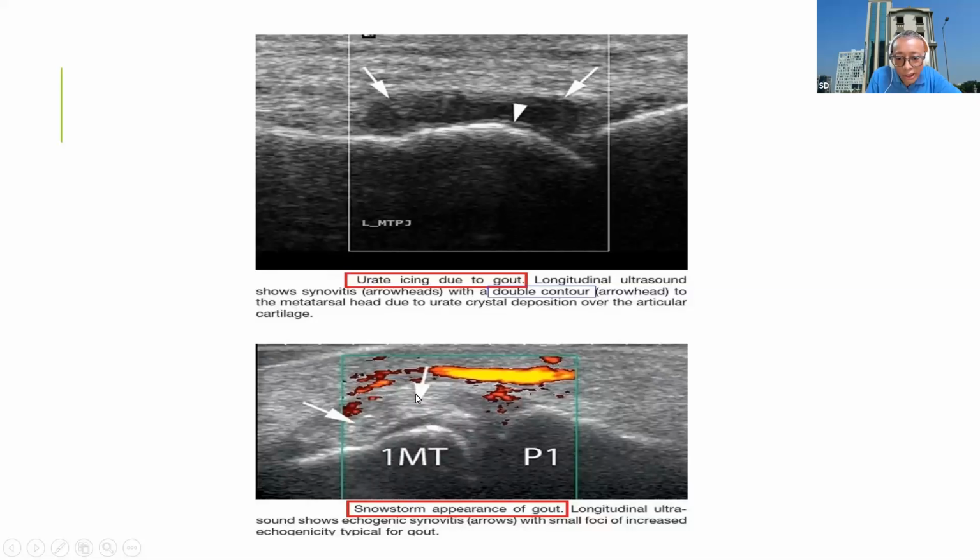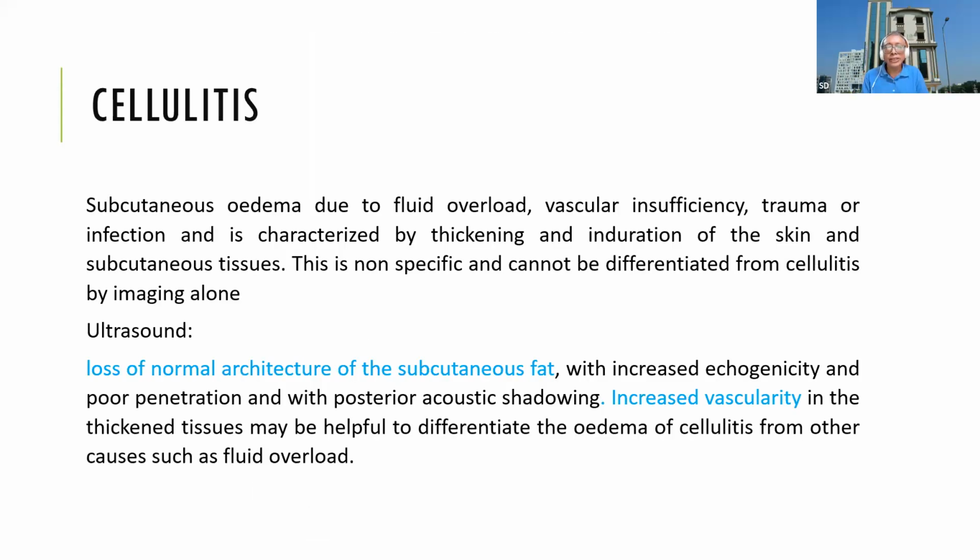And just above it, you can see multiple white hyperechoic structures. These are the monosodium urate crystals within the synovium, and these crystals look like a snowstorm appearance. This is also known as the snowstorm appearance sign in gouty arthritis. And cellulitis is also common. We can also diagnose, or at least confirm, cellulitis with ultrasound in the foot.